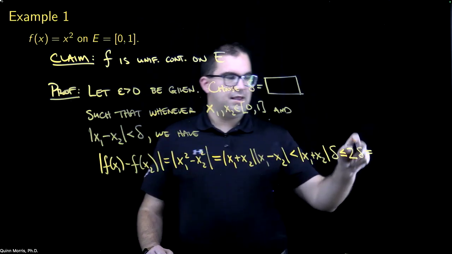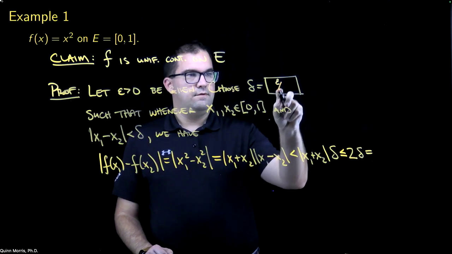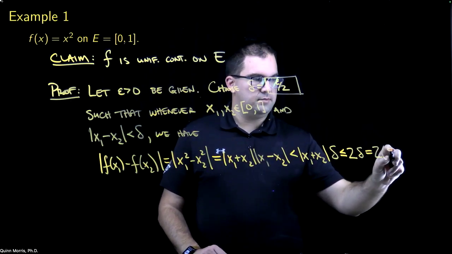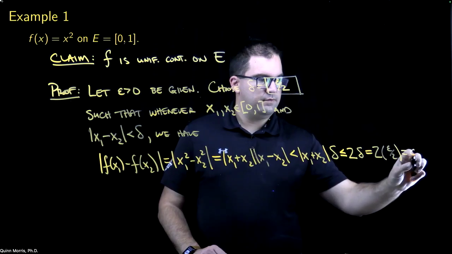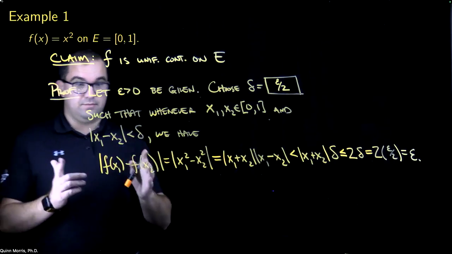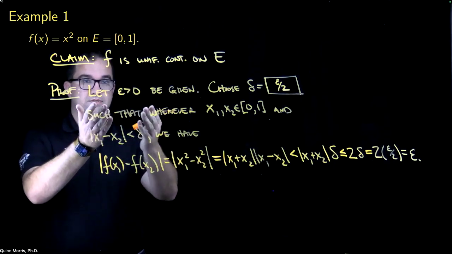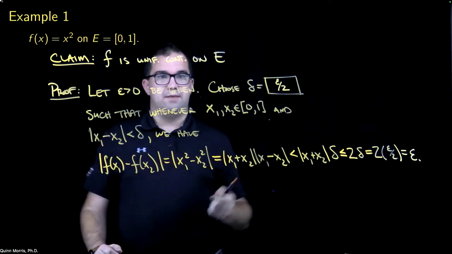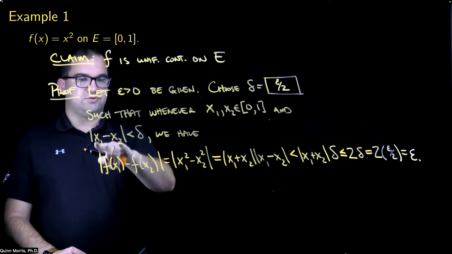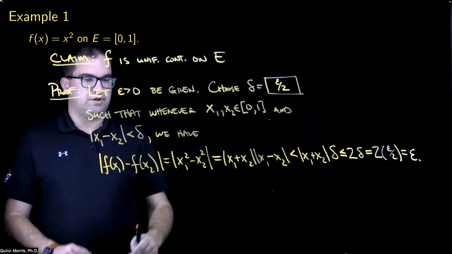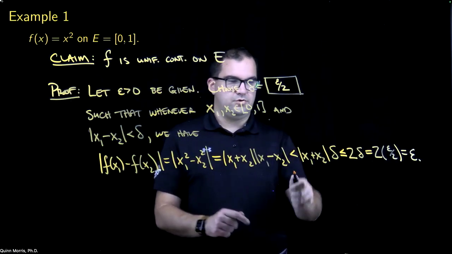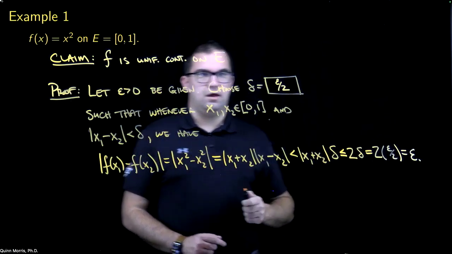So if I make my delta epsilon over 2, then this would just be 2 times epsilon over 2, which will be epsilon. And now what I've done is demonstrate that for an arbitrary epsilon, if I choose my delta to be epsilon over 2, then whenever x1 and x2 are in this interval and the absolute value of x1 minus x2 is less than delta, the difference between f of x1 and f of x2 in absolute value must be less than epsilon.